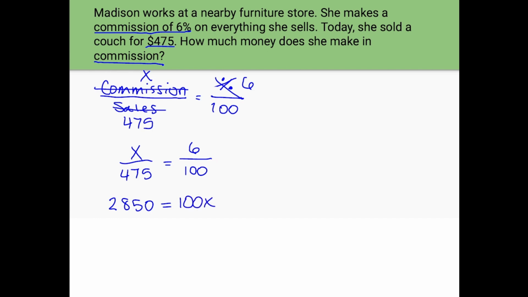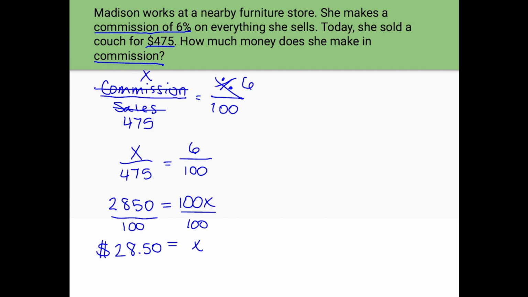Now I need to solve for x. So I have to undo that times 100. Now I'm going to divide by 100 on both sides. So I'm going to get x equals, let's see, I have 2,850 divided by 100. I'm going to get 28.5, but let's see. I'm talking about money, so I want 2 decimal places, and I need to put my dollar sign in front. So it's going to be $28.50 in commission.